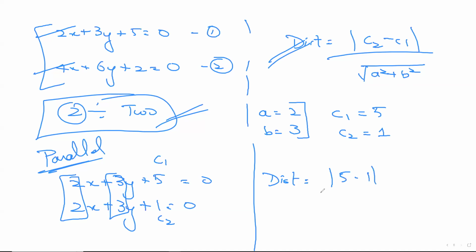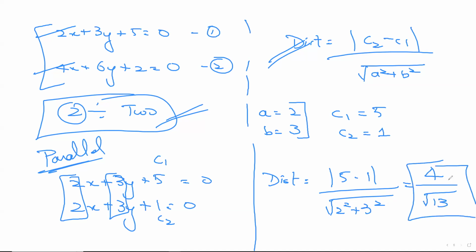5 minus 1, I'll write it directly. You can write 1 minus 5 and then make it positive. No worries. Root of 2 square plus 3 square. Correct? 5 minus 1 is 4. Whole thing divided by root of 2 square is 4, plus 9, 13. Okay? This is my answer. Units. That's how it works.